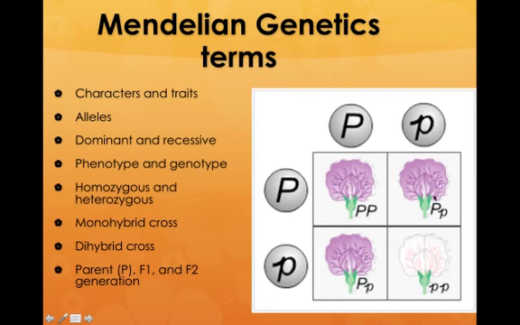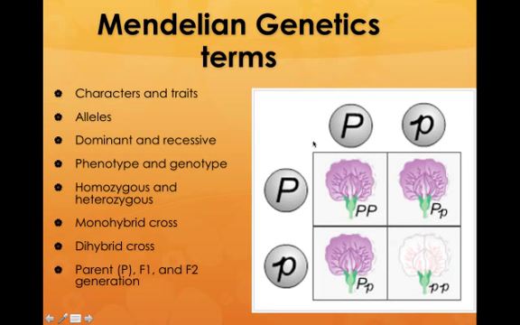This organism has a genotype combination of big P, small p, but their phenotype is purple flower color. Whereas this plant here also has purple flower color, but it has a different genotype. So phenotypes are the physical characteristics or visible traits, and the genotypes are the allele combinations.